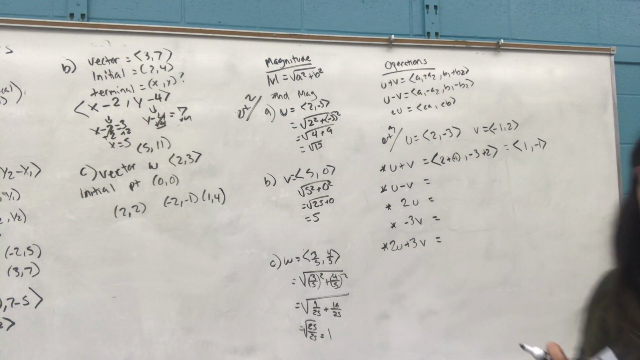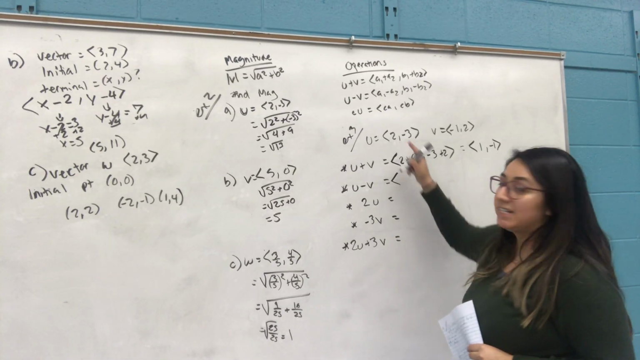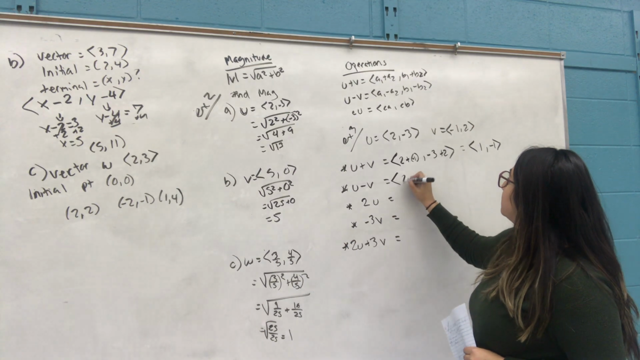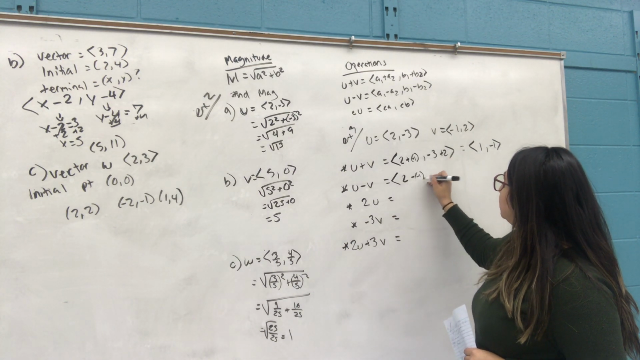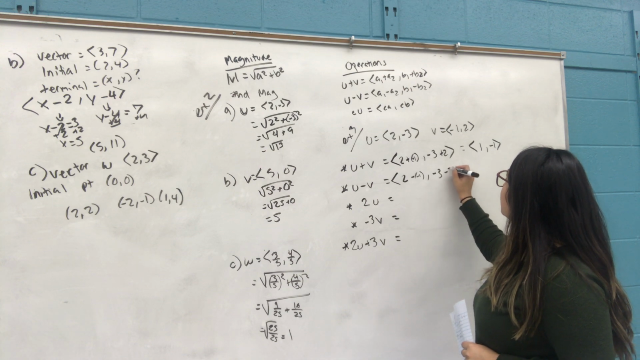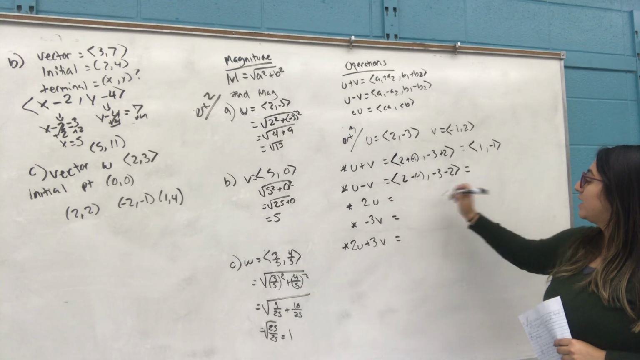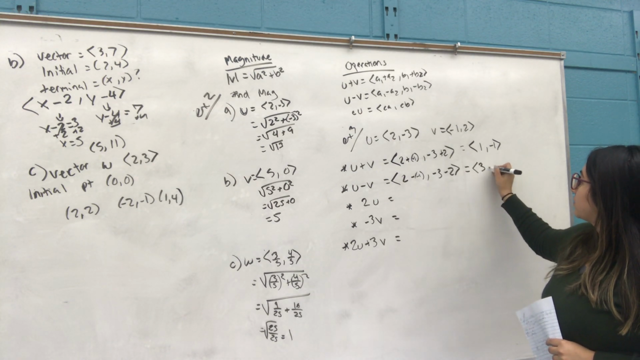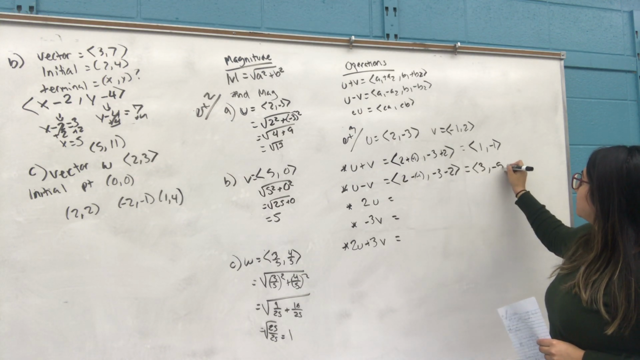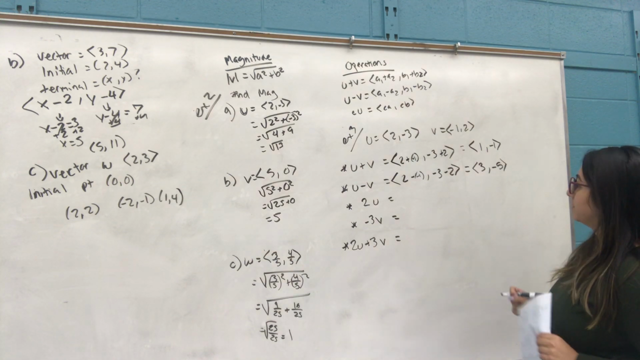Next one, we are subtracting. So when you subtract, it's the first one minus the second one. So 2 minus -1, careful of your negative signs. And then for your y's, it's -3 minus 2. Simplify and solve. 2 minus -1, or 2 plus 1, 3. -3 minus 2, -5. And that's your second one.